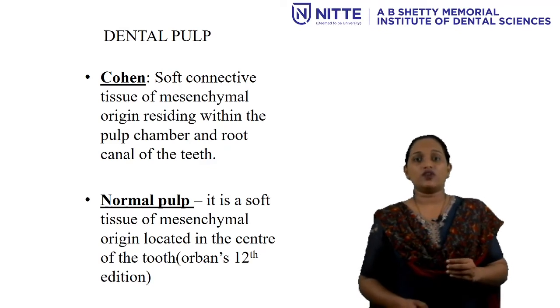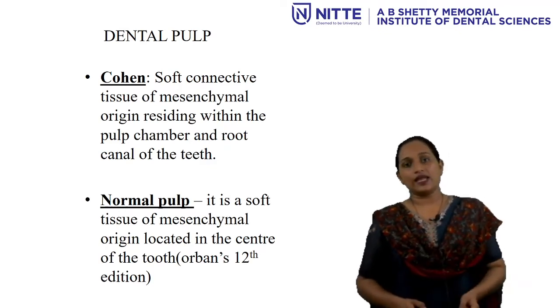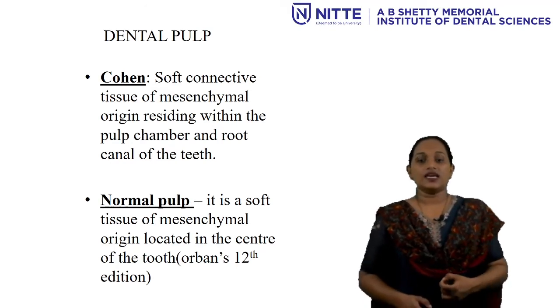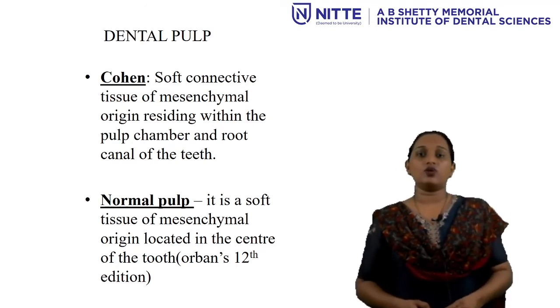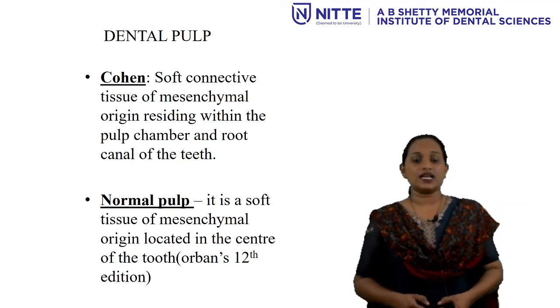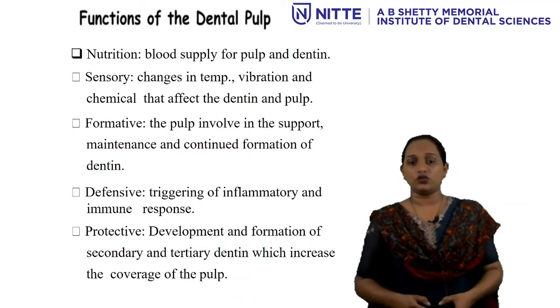The definition of dental pulp. Cohen explained it as a soft connective tissue of mesenchymal origin residing within the pulp chamber and root canal of the teeth. According to Orban's, it is a soft tissue of mesenchymal origin located in the center of the tooth.